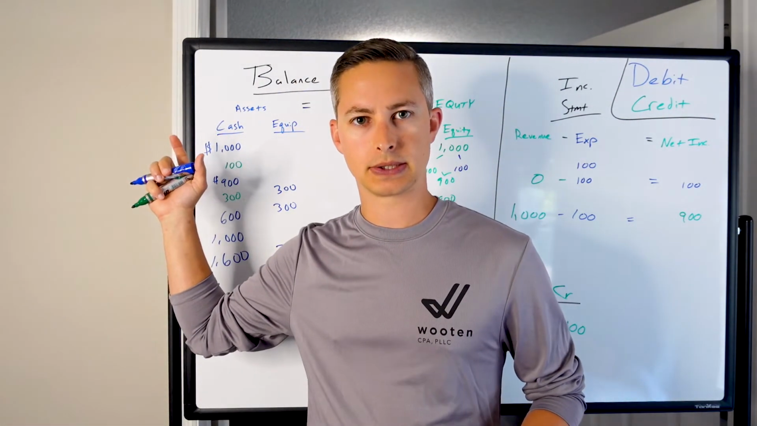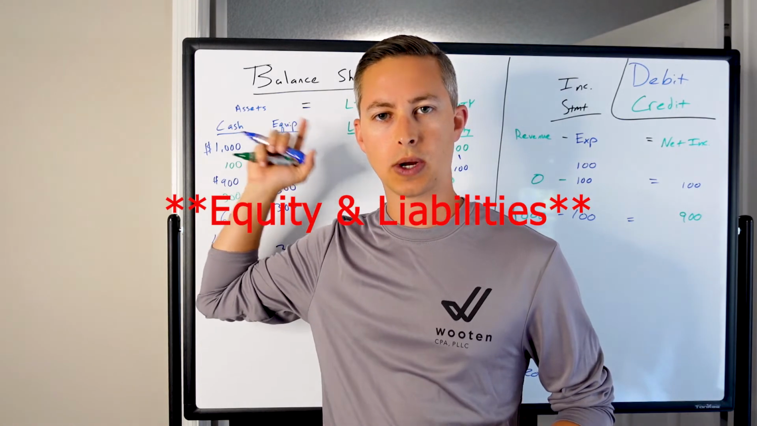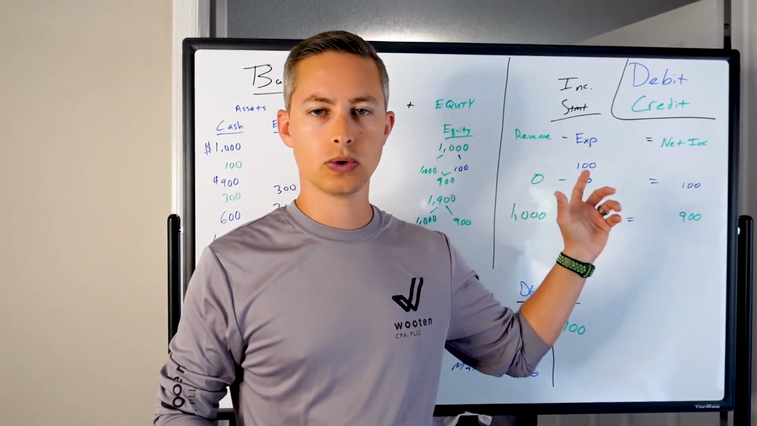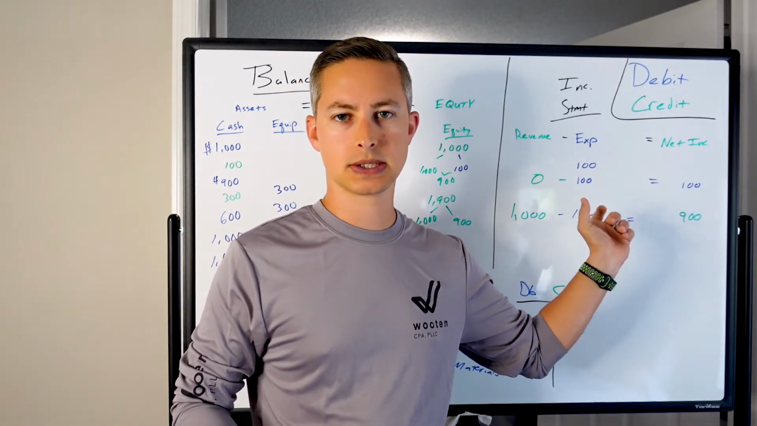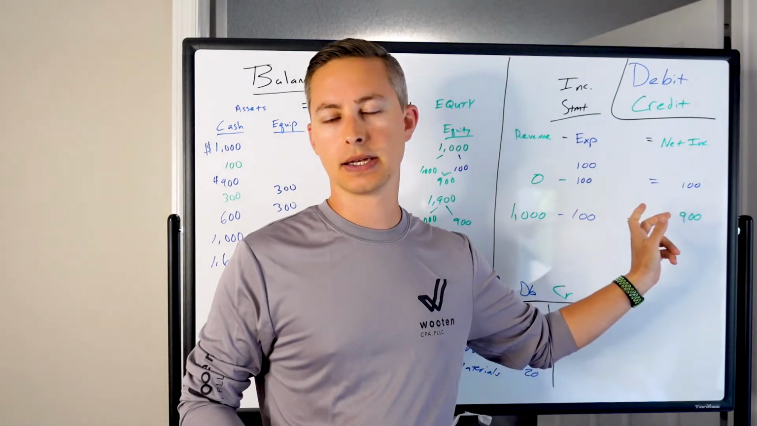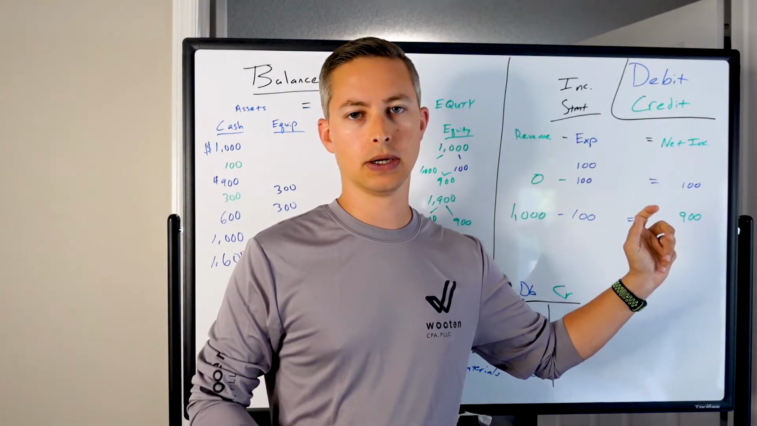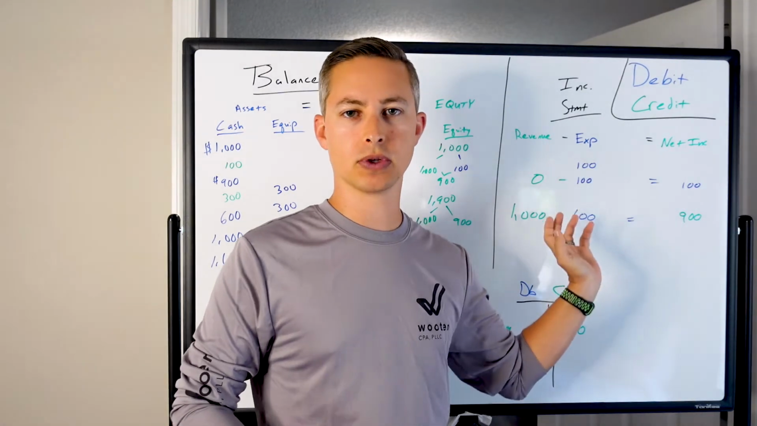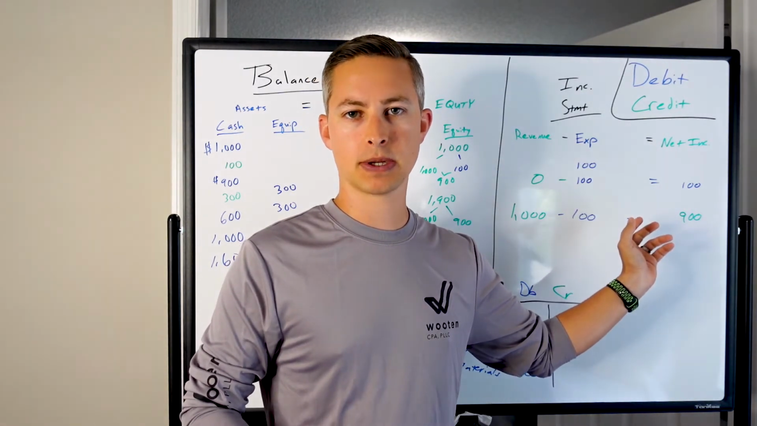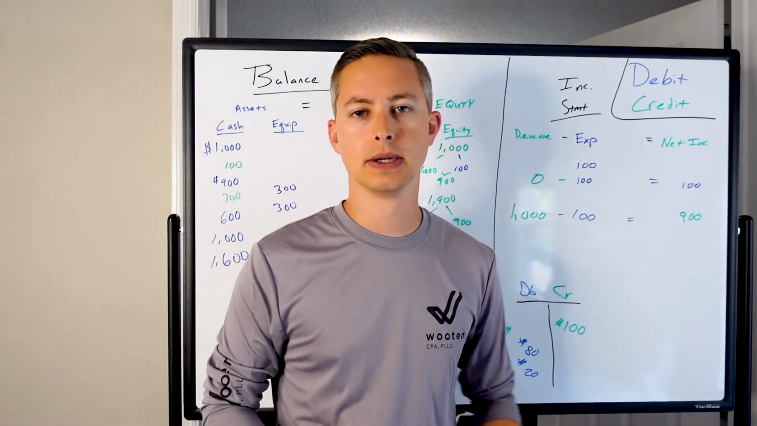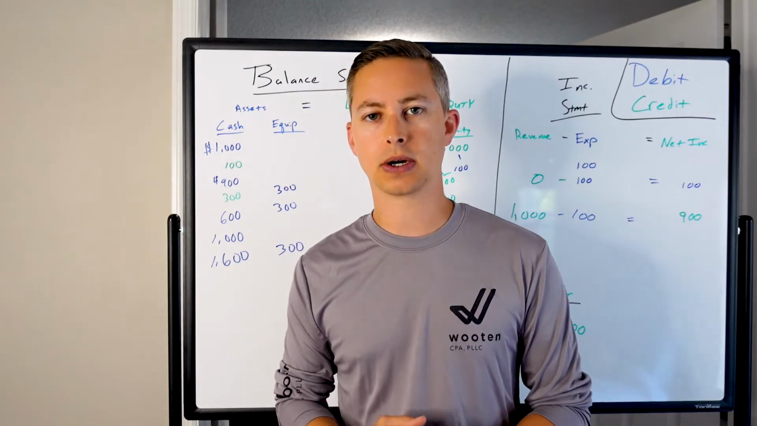Assets, debit balances. Liabilities, credit balances. Revenue, credit balances. Expenses, debit balances. And then net income would hopefully be a net credit balance, because revenue being larger than expenses would result in a net credit balance of income.